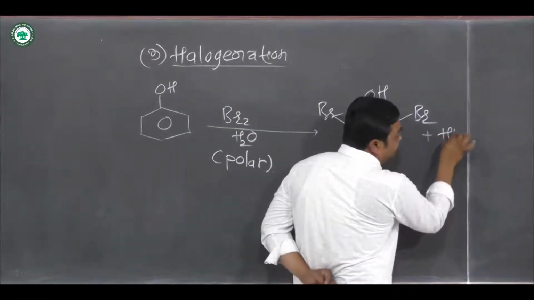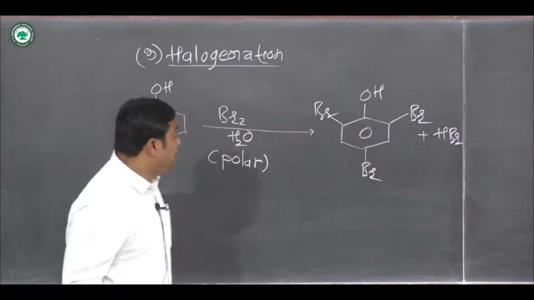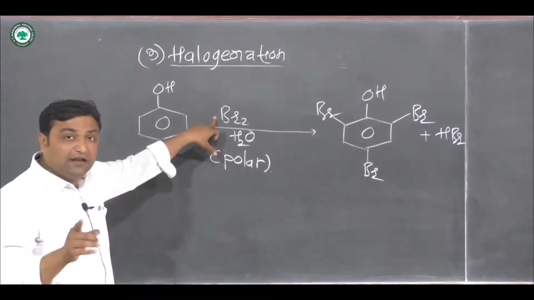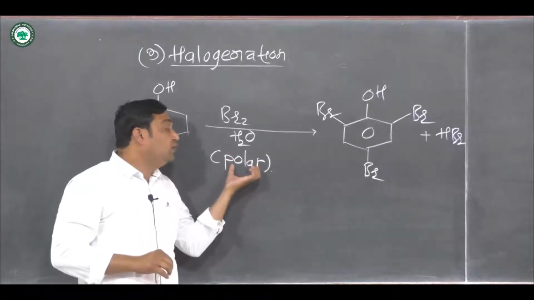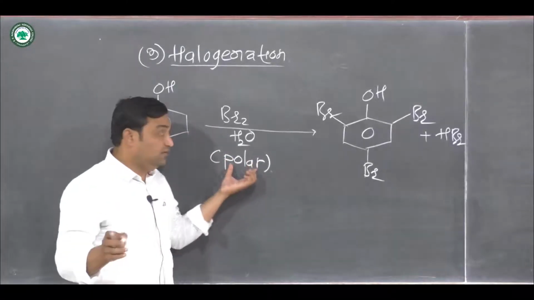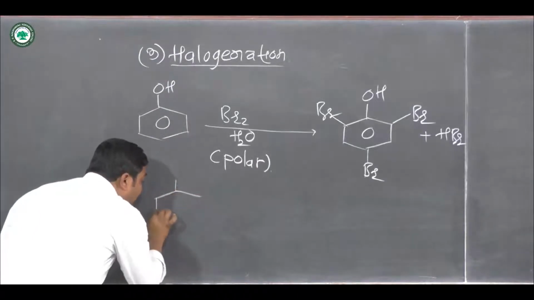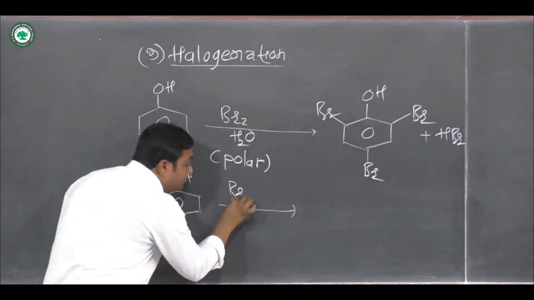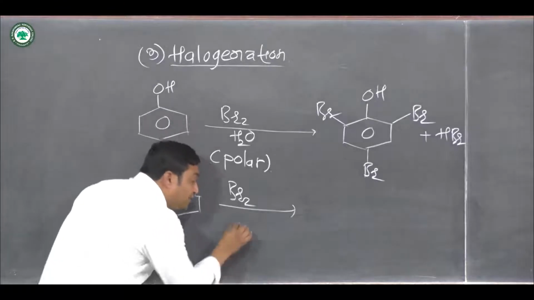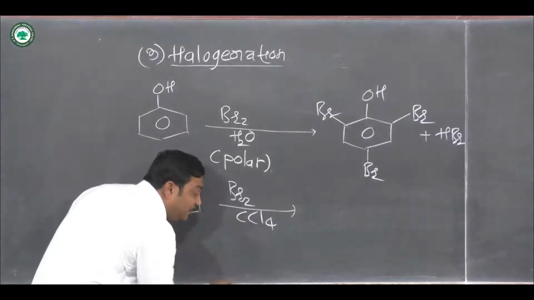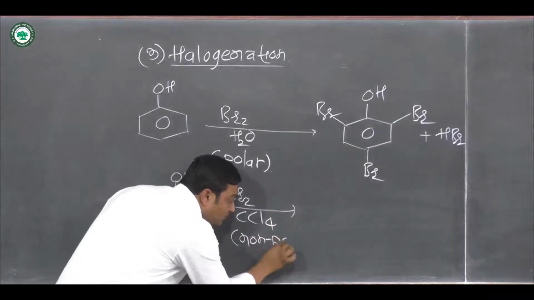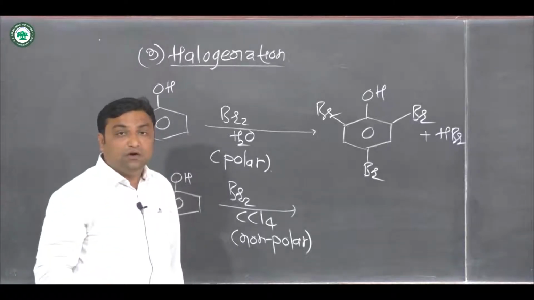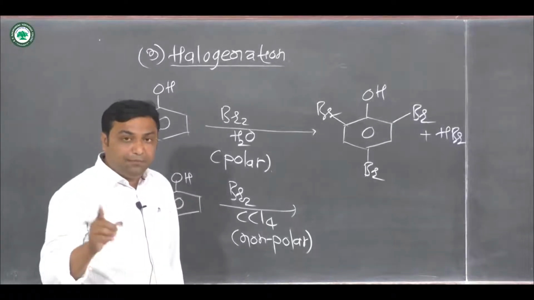whereas if this same phenol is treated with same bromine molecule, and if we change this polar solvent by non-polar solvent, now when the same phenol molecule undergoes bromination, but in presence of non-polar solvent like CCl4, then we obtain mixture of product, that is orthobromophenol and parabromophenol.